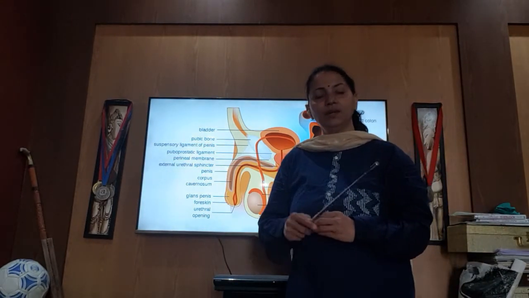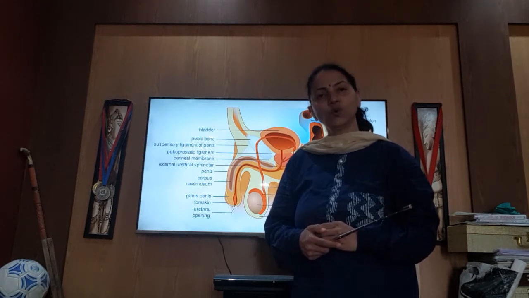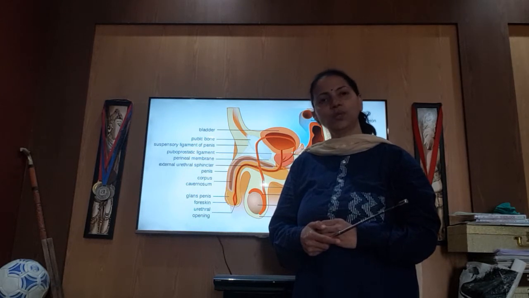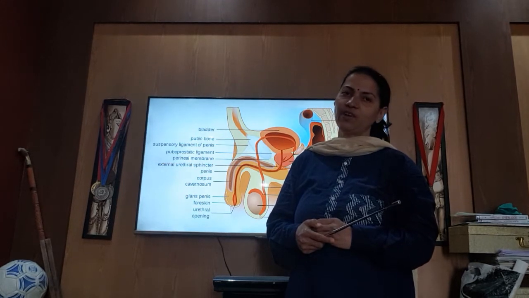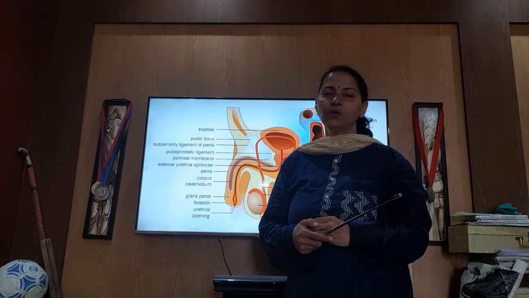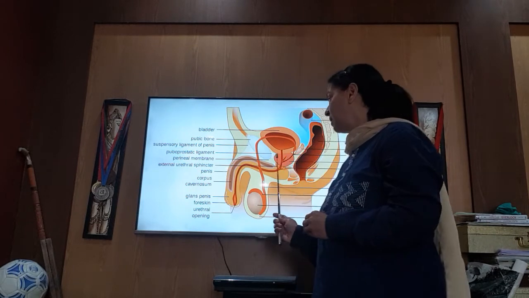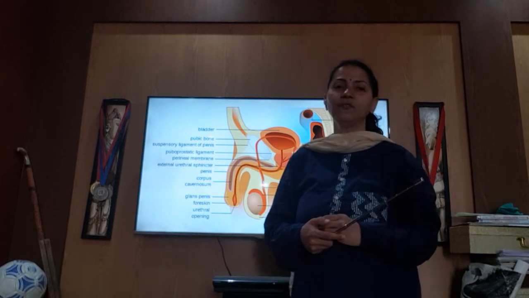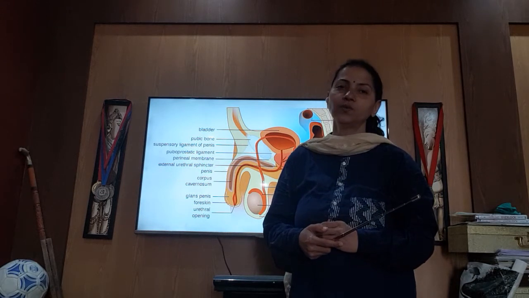Then if we cut it and see it from inside and divide it into zones. Previously, McNeal had divided it into 3 zones. The peripheral zone was forming around 75% of its portion. That was the outer zone. The outer zone comprised 75% of this gland, and it was also prone to prostatic cancer. That means if prostatic cancer is occurring, it is bound to occur in the outer zone.